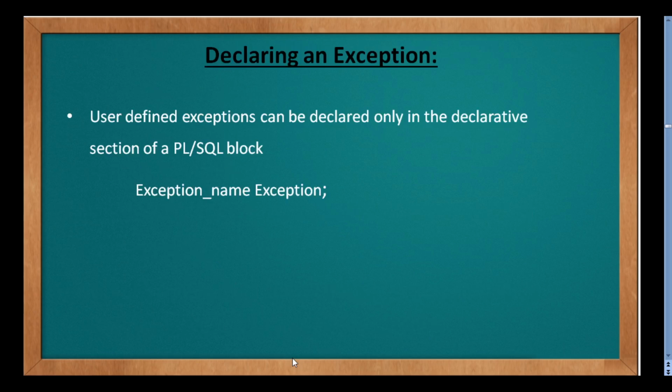Just see this first. Declaring an exception. So what is the syntax? Exception name, which is your own name for that exception. That's why you have to write the exception name. After that, you have to write the exception keyword. This is how we are declaring explicitly in the declare section.